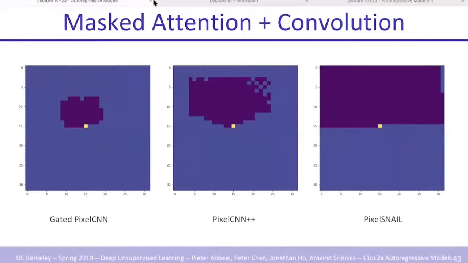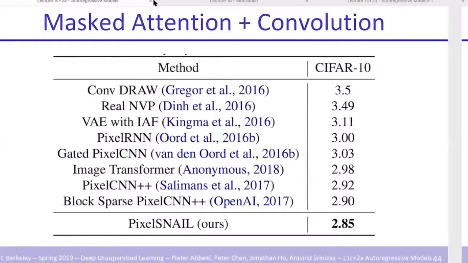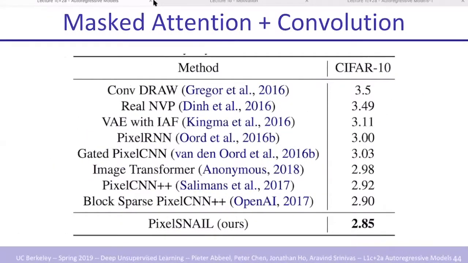Then with masked attention and convolution, you can really see that it captures almost everything before this point, and it incorporates everything to create the output. So that's the advantage of this unlimited receptive field. You can combine that to get a better output, and of course, better performance. Again, I believe the units here are in negative log likelihood.